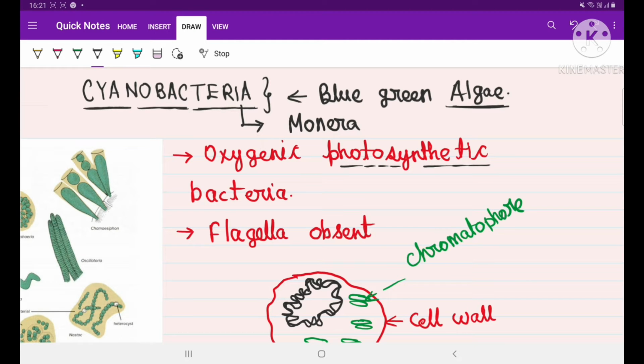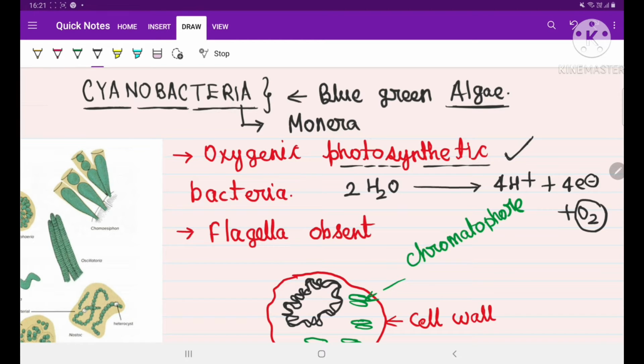How do they produce oxygen? During photosynthesis they use water as a source of electrons. They break water, two molecules of water, in the presence of sunlight into hydrogen, electrons and an oxygen molecule. As they produce oxygen during photosynthesis, that's why we call them oxygenic photosynthetic bacteria.